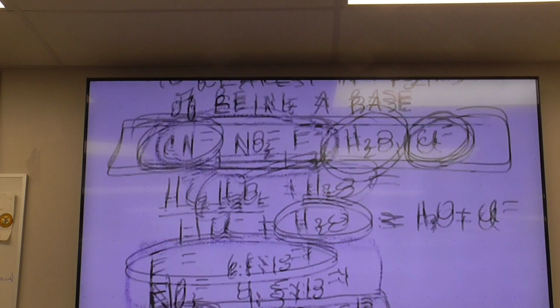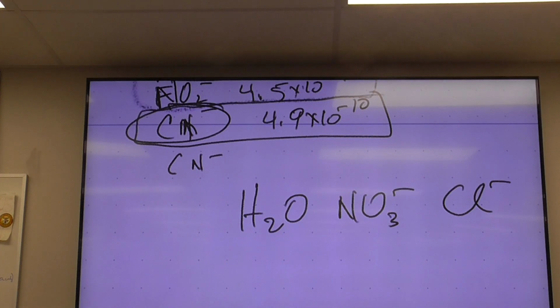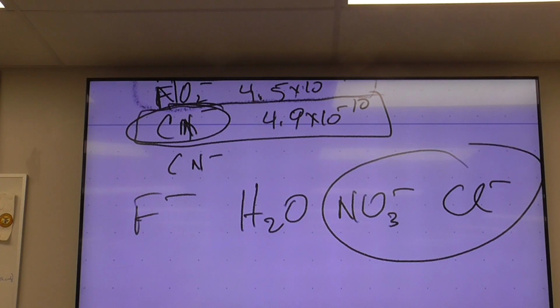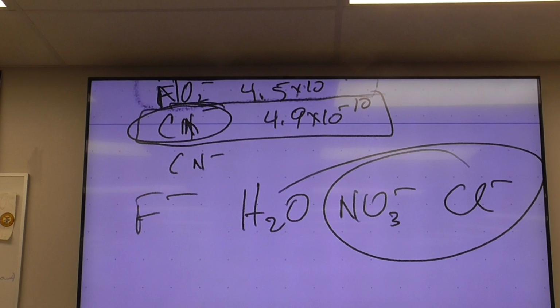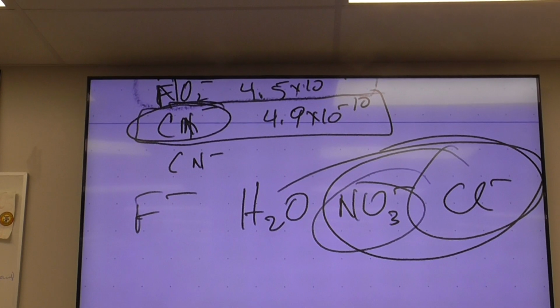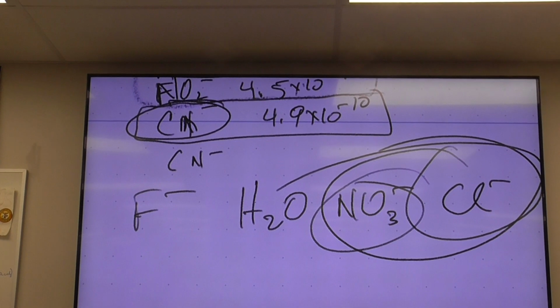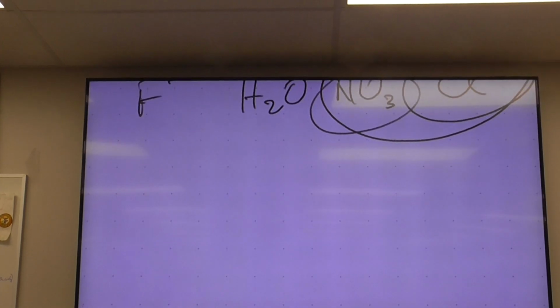Now, I won't do this because I'd be an absolute jerk. What if I put water, nitrate, chloride, and fluoride? Could you rank them? No, because nitrate and chloride are both conjugate bases off of strong acids, so they're both equally horrible. You couldn't actually rank them because you can't compare the nitrate to the Cl minus. Okay, one last problem and then I'm done. So let's say I gave you this problem.